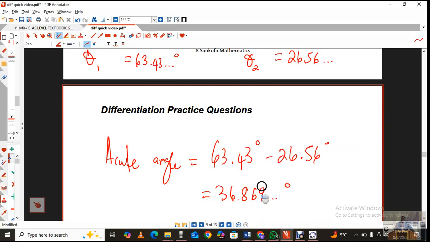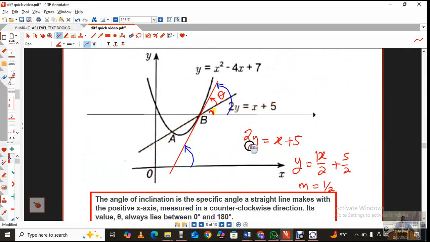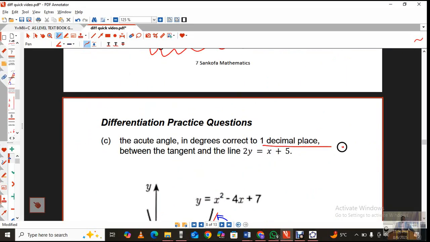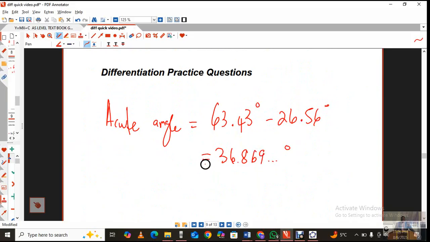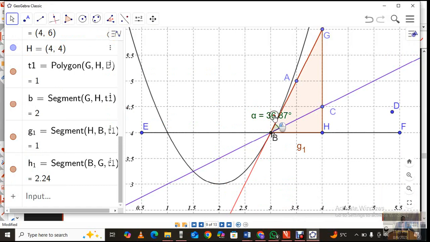Now they continue telling me that I must give this answer correct to 1 decimal place. And since that is the case, this is just going to be 36.9 degrees to 1 decimal place. Surely this is what we have calculated. Can you see that? That's about 36.9, that angle over there, that alpha. That is what we were talking about when we are saying find the angle of inclination.